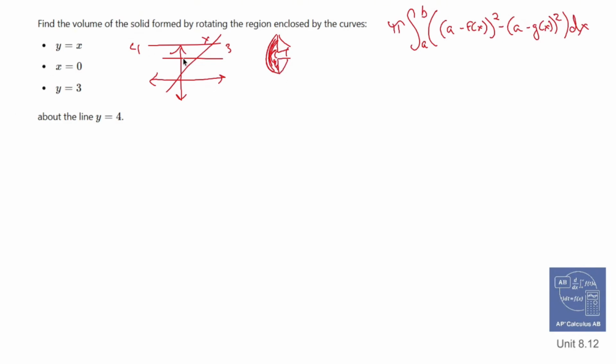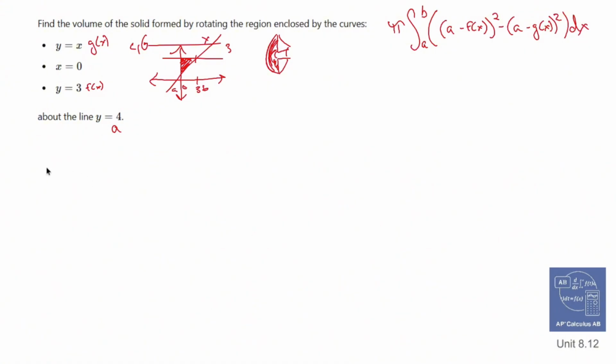Now, according to this picture, this is my enclosed region and I'm spinning it around 4. My upper equation is going to be the 3, so that would be my f of x. My lower equation is going to be my x, so that would be g of x. I'm shutting it off at 0. They intersect at 3, so those are going to be my limits, my a and my b. And I'm spinning it around y equals 4, which is going to be that a in there. Probably a poor choice by me using a twice, but that's all right.